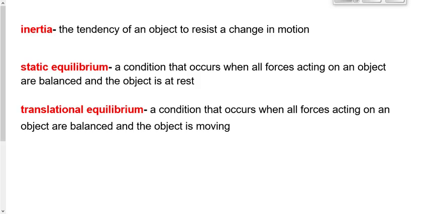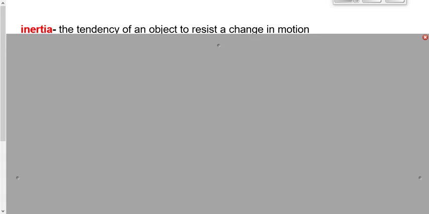Another term, holy cow, it just keeps going here. Inertia, we defined this yesterday towards the end of class. We defined it as a tendency of an object to basically keep doing what it's doing. A tendency of an object to resist a change in motion.